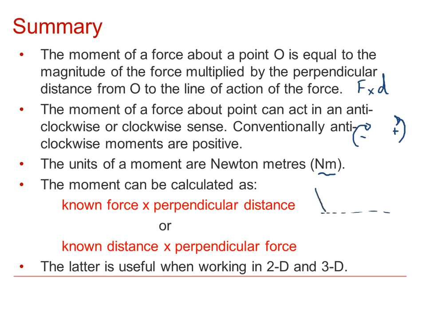One is to work out the force multiplied by the perpendicular distance. So here we've got our perpendicular distance d. The alternative to that is to calculate the distance multiplied by the component of the force which is perpendicular to the line of action. So instead of that, we could take this force here, which is the component of F at right angles.